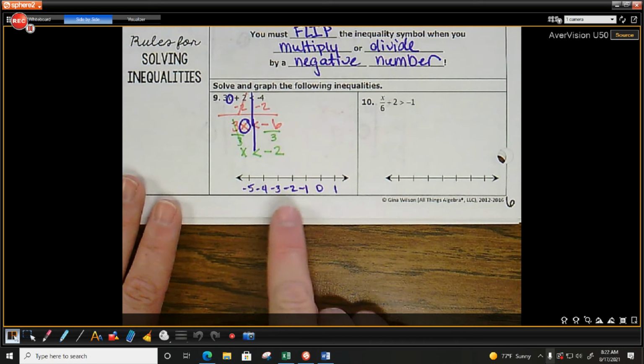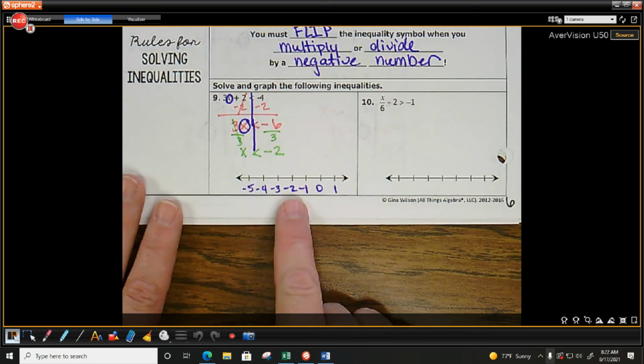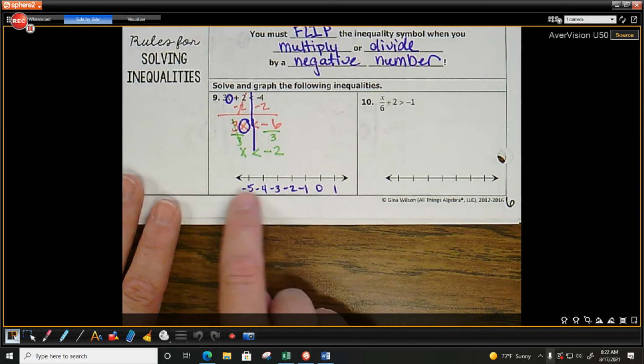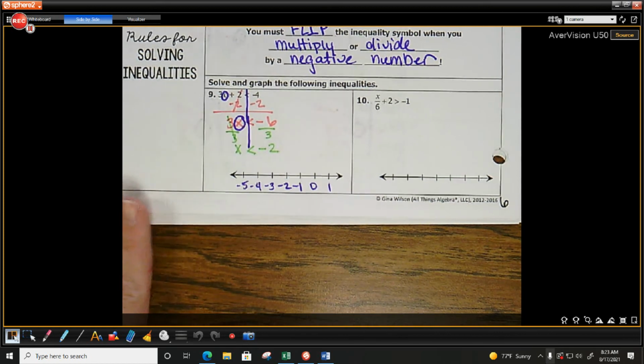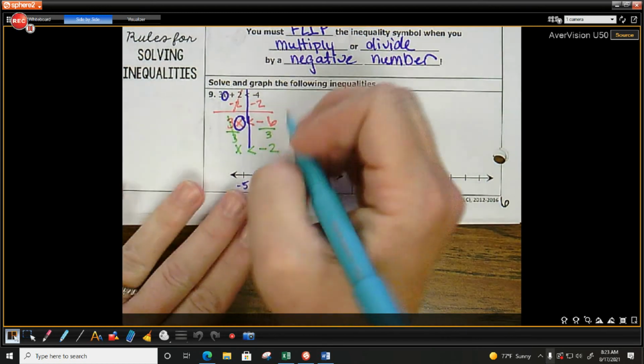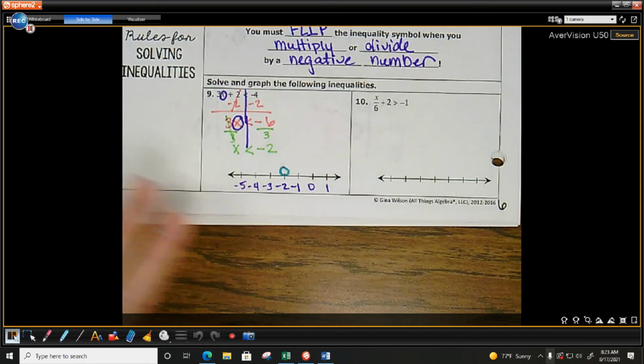Okay? Open or closed dot on -2? Open. There's no equal to. -2 is not a solution. Which way am I shading? Left. To the left. Good?